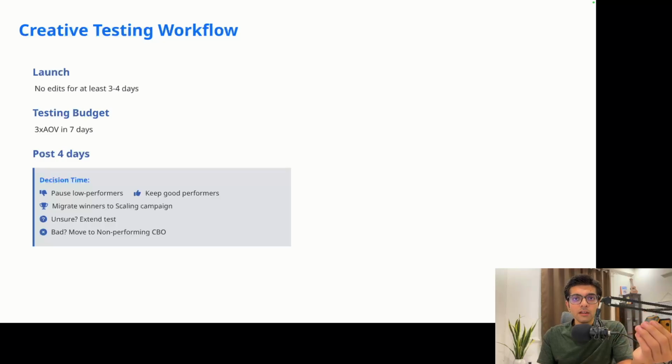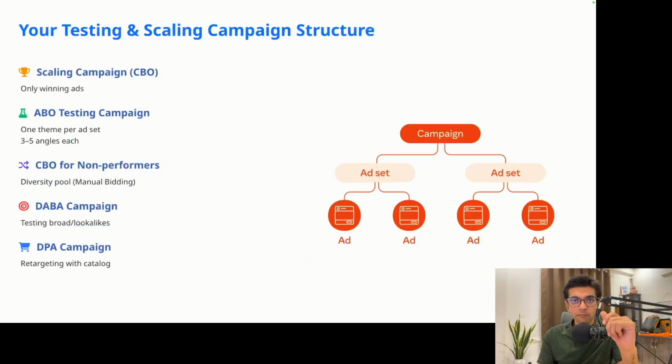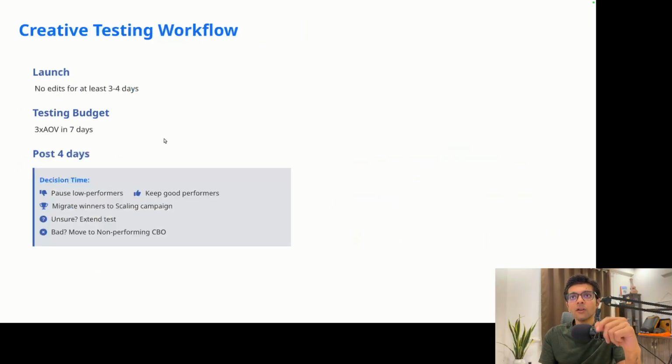So what does the creative testing workflow look like? Now we are taking a magnifying glass and looking at the ABO testing campaign. Whenever you launch an ad, don't disturb it for 3 to 4 days. Just let it run and collect data. The budget that we have to give is basically 3 times the AOV spread across 7 days. Why 7 days? Because that's the learning phase cycle. Meta spends across 7 days and it needs those 50 conversions. I know the budget may be less in this case to get those 50 conversions, but early signals will help us decide. Early signals can be click to cart, CTRs, etc.